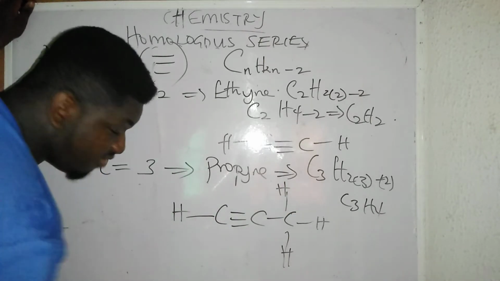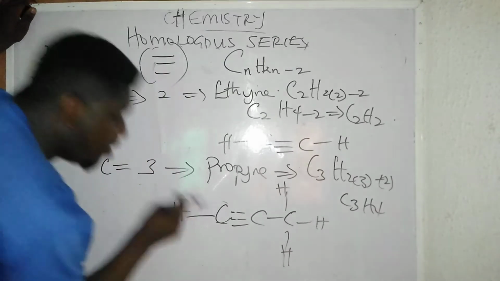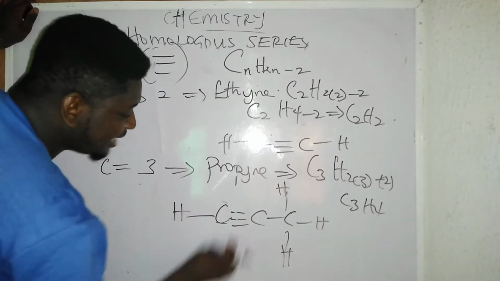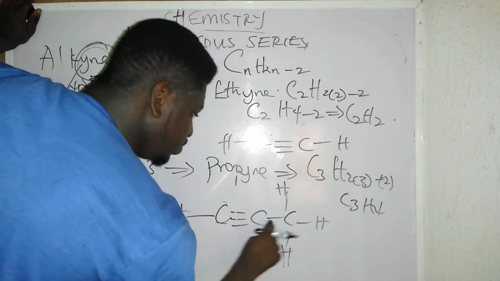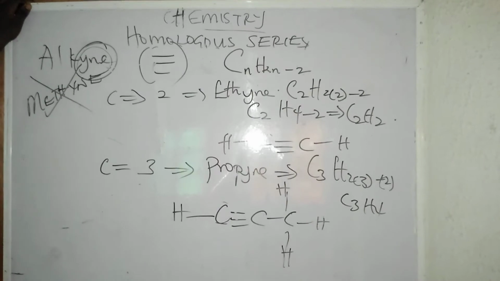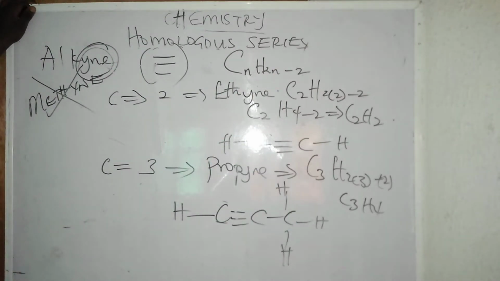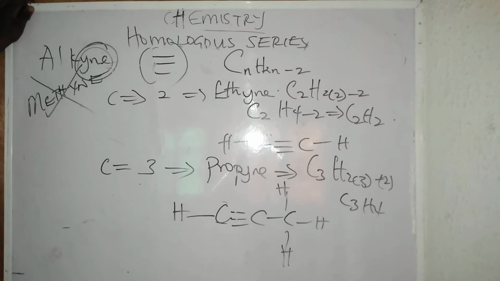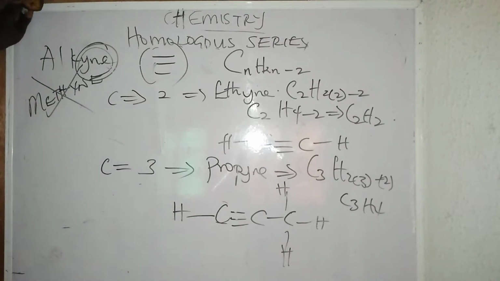So let's just confirm that tetravalency. This carbon atom has 1, 2, 3, 4 bonds. This carbon atom has 1, 2, 3, 4 bonds. And this carbon atom has 1, 2, 3, 4 bonds. So we must be careful with our number of bonds when drawing the structures of some of these families. Make sure that your structure does not break the law of tetravalency for carbon.